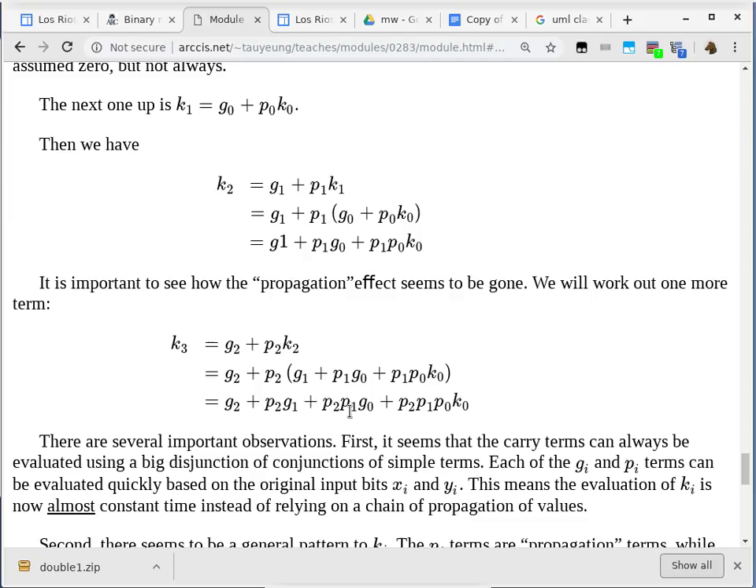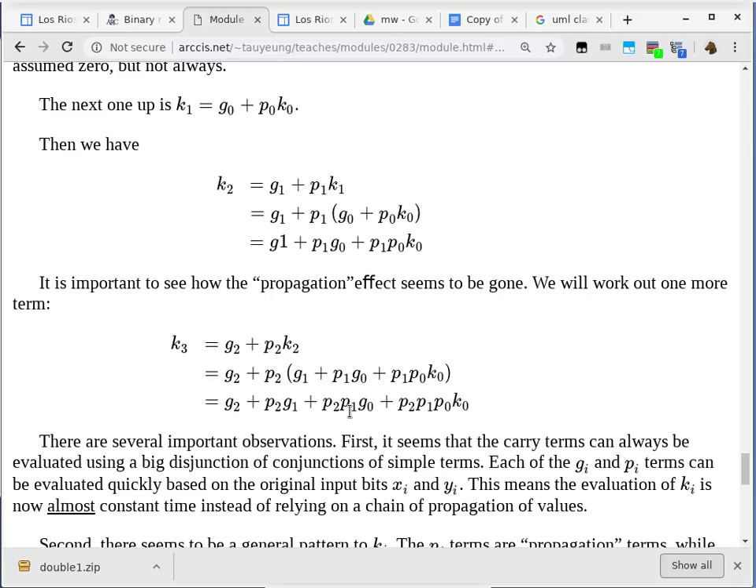The level of gates means things that cannot be done at the same time. They have to be sequential, okay? So with K2, G1 can be done by itself. P1, G1 can be done by itself. P1, P0, K0 can be done by itself. But these 3 can all be done at the same time, right? So when these 3 things become available, they all go into the same OR gate, and then the output of the OR gate is the K2.